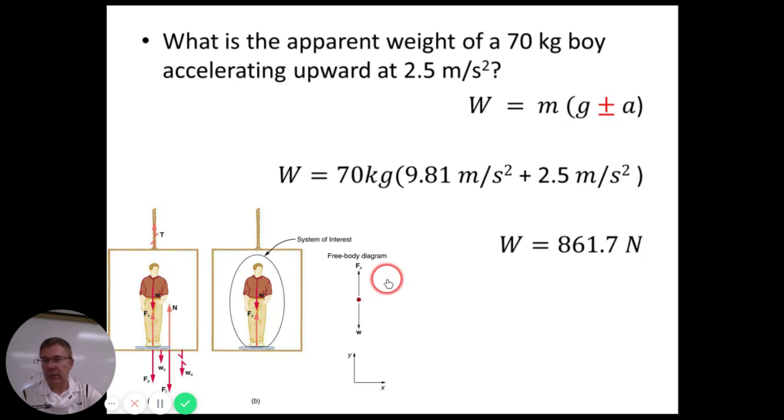And this is just an example math problem of a person. If you notice, he's standing on a scale, so he can feel that force between the floor and his feet. In this case, he is accelerating upward at 2.5 meters per second squared. That's gravity. His mass is 70. He would weigh, apparent weight, 861.7 newtons.